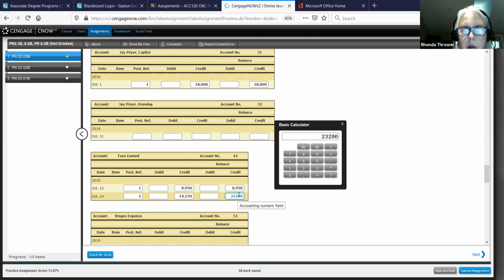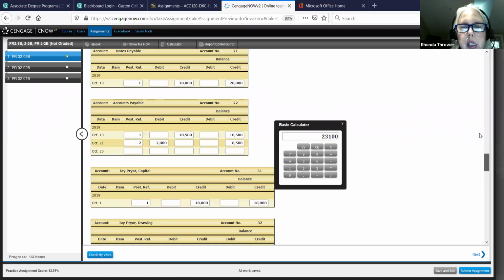So $89.50 plus $14,150 is a balance now at 23,100. Let me change that balance. And that should be right. We'll find out in a minute when we check our work, but I'm going to move on.